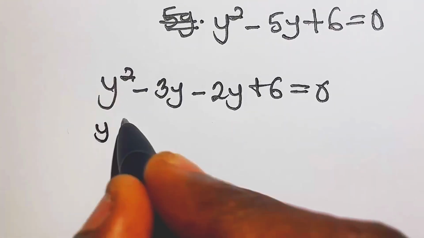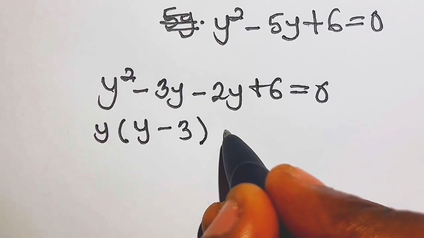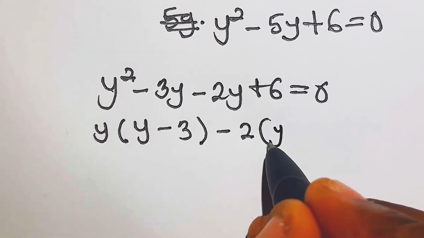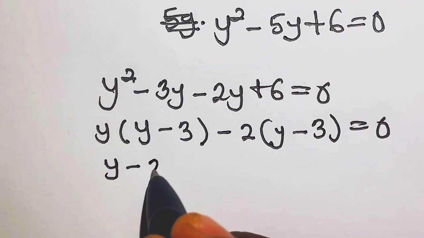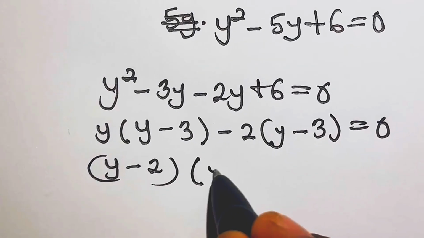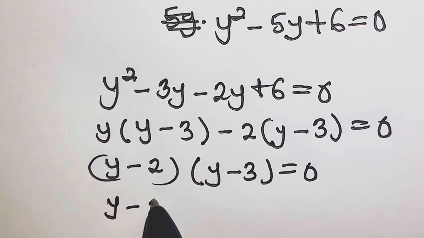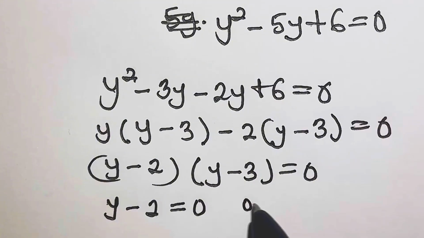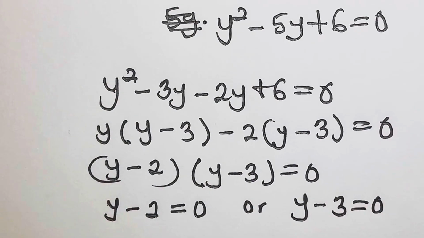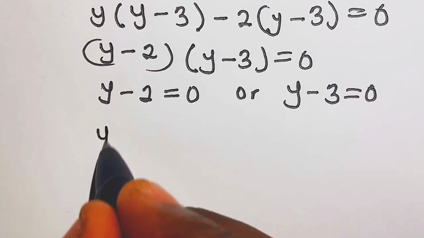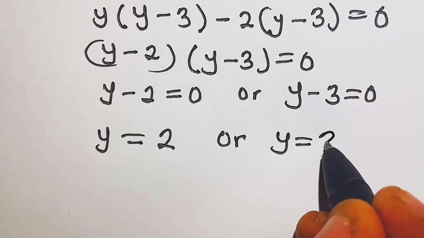So we have y, then what will be left here? Y minus 3. So let's factorize minus 2 out. So what will be left here? Y minus 3 equals 0. So we have y minus 2 and we have y minus 3 equals 0. So we have y minus 2 equals 0 or y minus 3 equals 0. So if we collect the like terms, we are going to have y equals 2 or y equals 3.